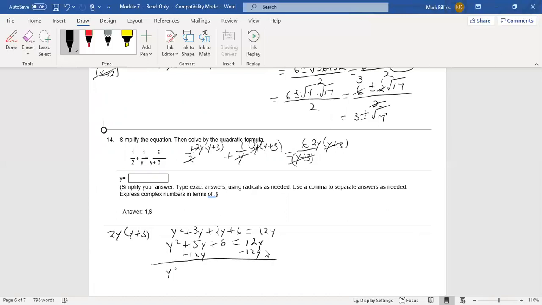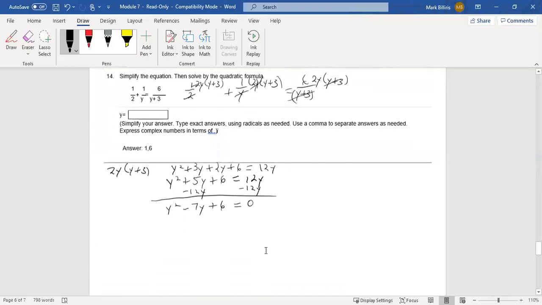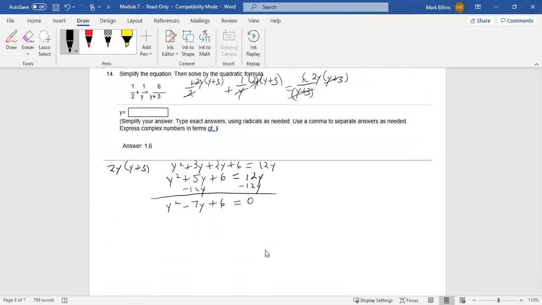And this gives us y squared minus 7y plus 6 equals 0. Okay, so again, identify a equals 1, b equals negative 7, and c equals positive 6. So we plug that into our quadratic formula. So x equals the opposite of b. So the opposite of negative 7 is positive 7, plus or minus the square root.